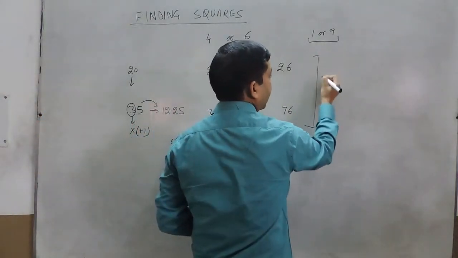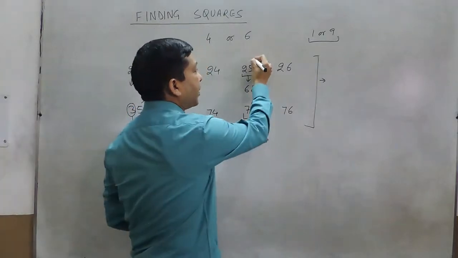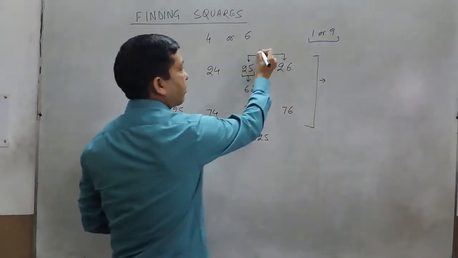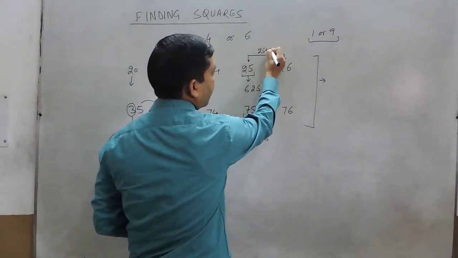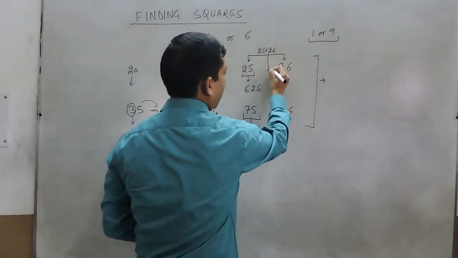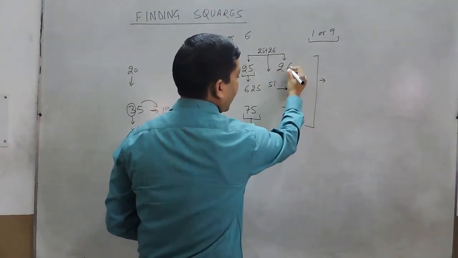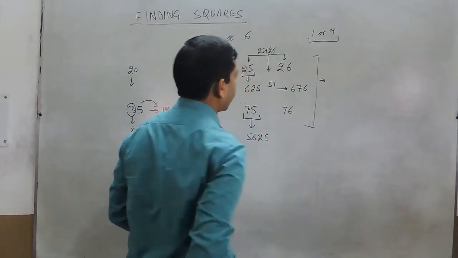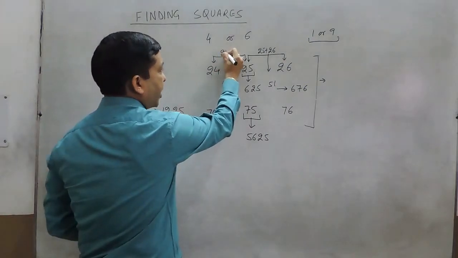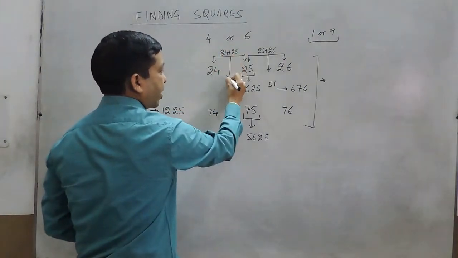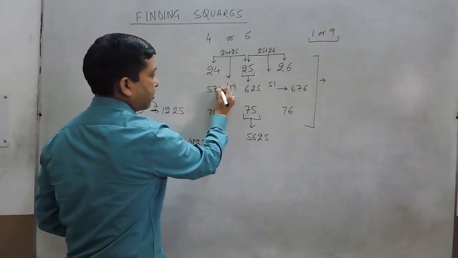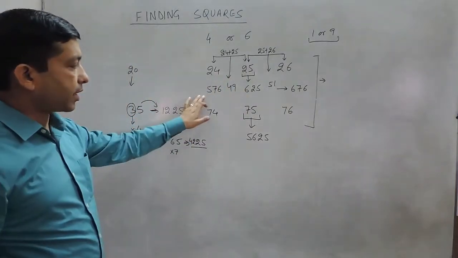In the first part, I told you that the difference between the squares of 2 consecutive numbers is always the sum of the 2 numbers. So the difference of the squares of 25 and 26 is 25 plus 26, and this comes out to be 51. So the square of 26 becomes 676. Here also, the difference of the squares of 24 and 25 is 24 plus 25, and that is 49. When we subtract 49 from 625, it becomes 576.